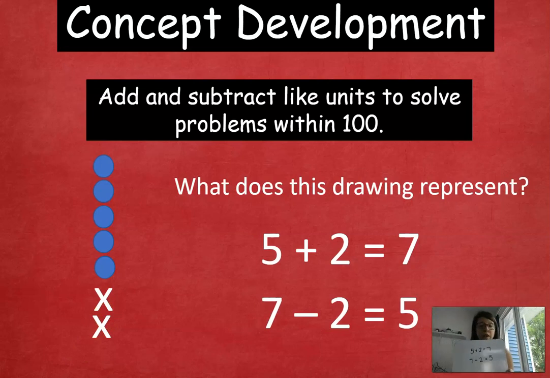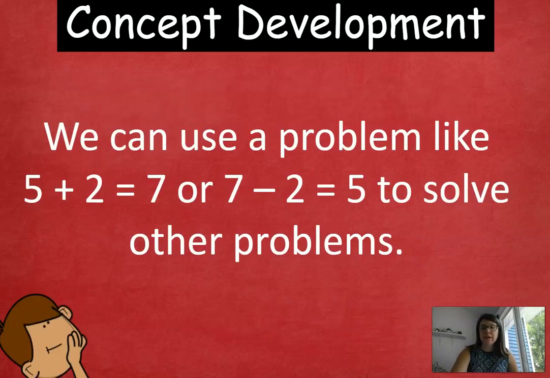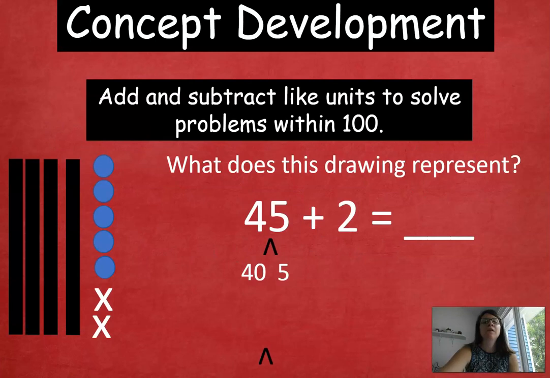Now, this drawing, remember, represents ones. All of these numbers are ones. Keep that in mind, because we're going to start using 5 plus 2 equals 7 or 7 minus 2 equals 5 to solve other problems. So keep that fact in your brain. Here we go. Okay. This is a lot, but I'm going to go through it.